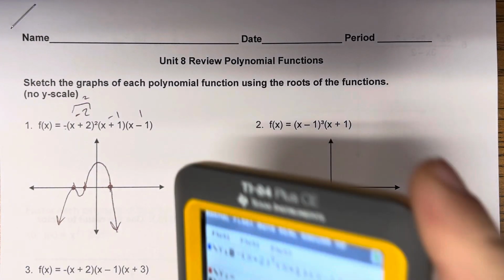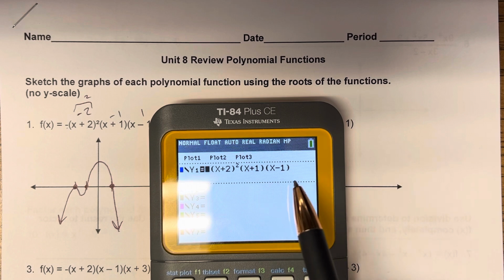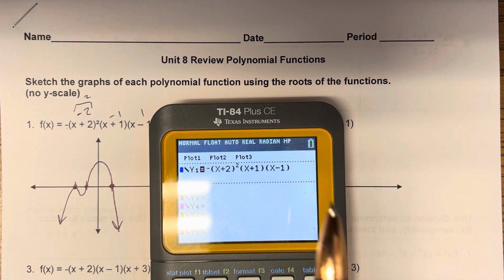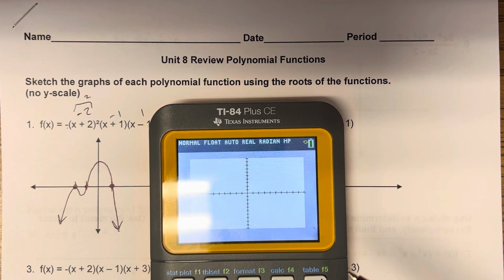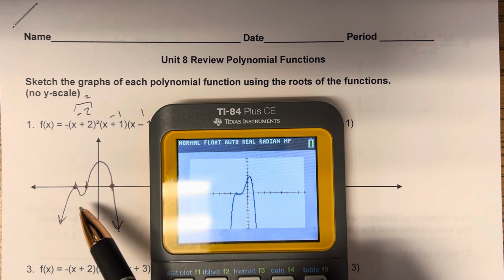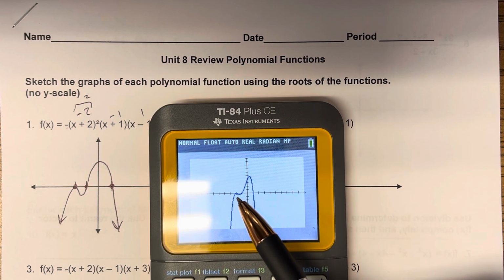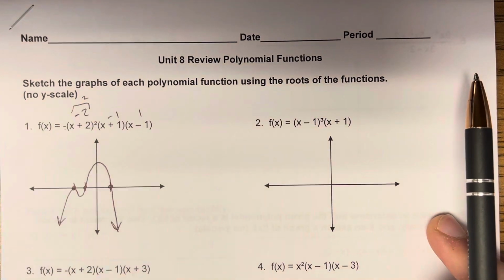If you wanted to, you can always check your work by graphing in the calculator to make sure our sketch looks like the original. So there's the equation, -(x + 2) squared, (x + 1), (x - 1). And whenever I graph it, there it is. It looks a lot like what we graphed. Our dip may look a little bit lower than theirs, but all that we are looking at is the end behavior and how it goes through the roots. It goes straight through, and it bounces. And so we've graphed it correctly.